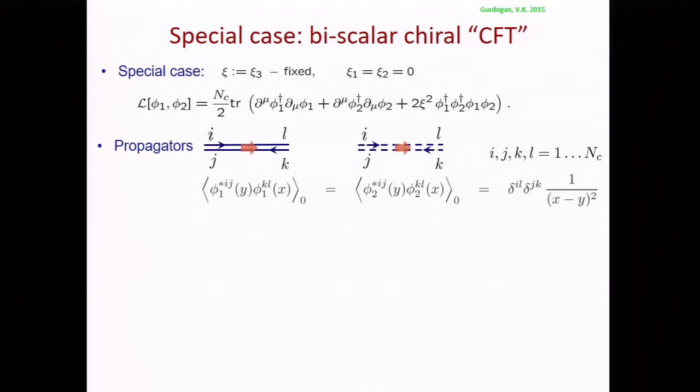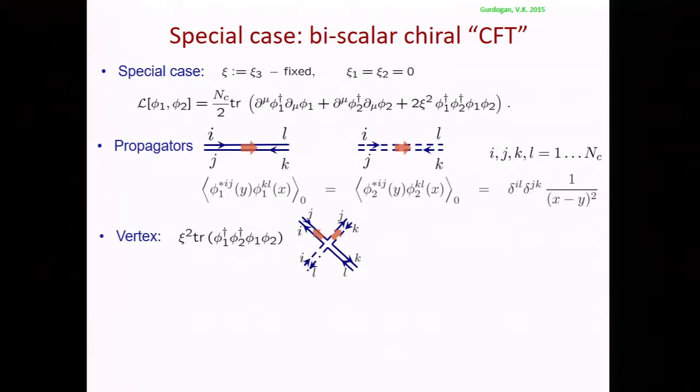So let's look at the perturbation theory, at the Feynman rules. We have propagators of phi1 and phi2 fields drawn in double lines here in order to go to the 't Hooft limit. So phi1 field has this solid line propagator, and phi2 a dotted line propagator, with standard massless form in 4 dimensions.